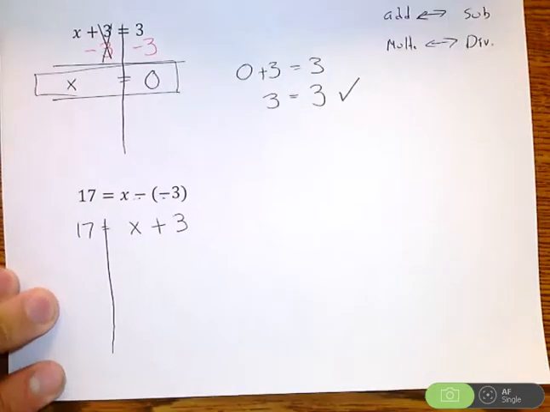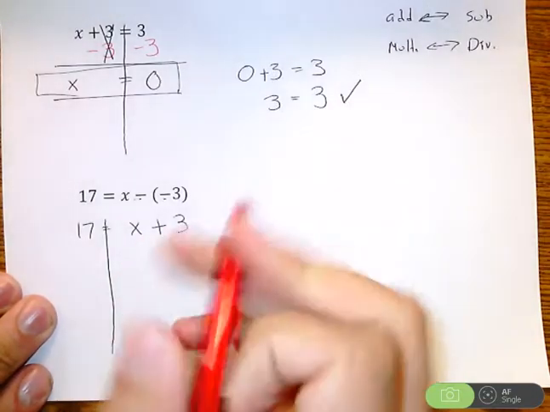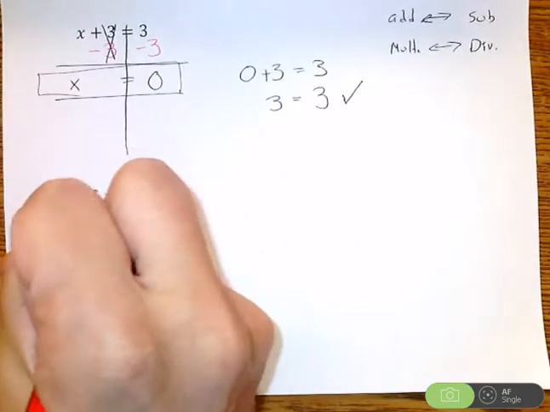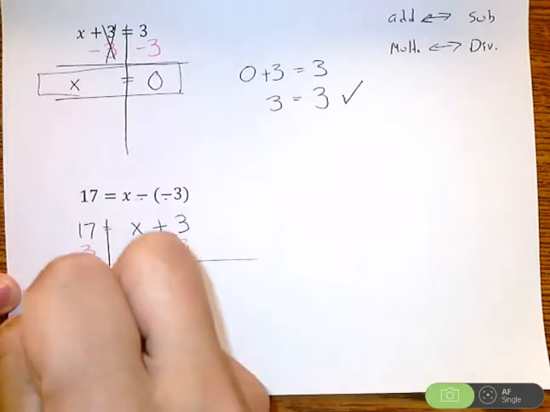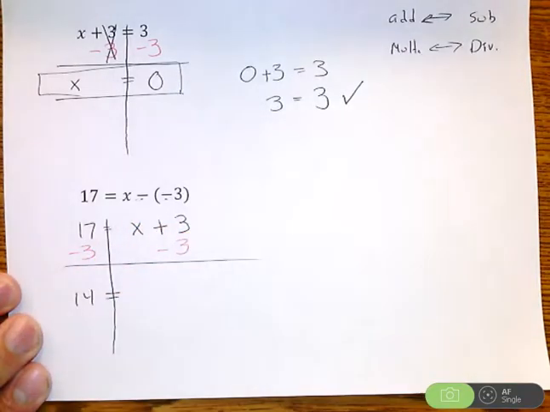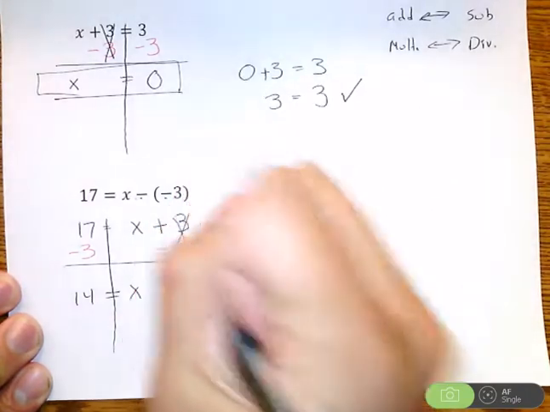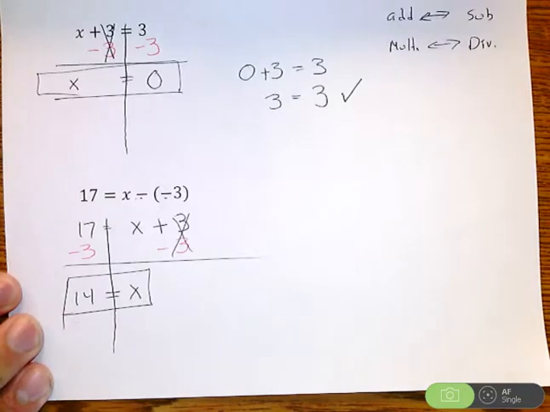Draw my line down. We just have to solve this now. So I have an x. I have a 3 added to it. To get the x by itself, the opposite of adding 3 is subtract 3 from both sides. 17 minus 3 on the left side is 14. Still have an equal sign. On the right side, I have an x, and 3 minus 3, that's 0. So we have x equals 14.